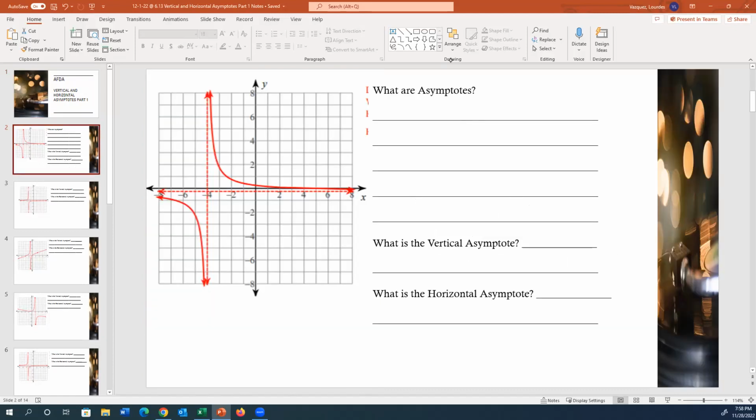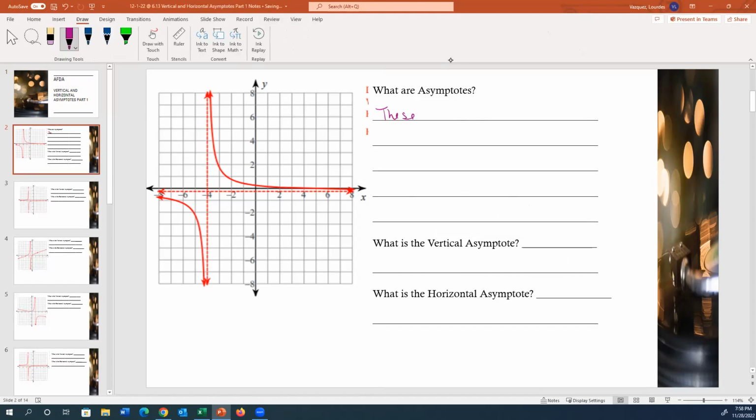So what are asymptotes? These are vertical or horizontal lines that the given graph approaches but never actually touches.